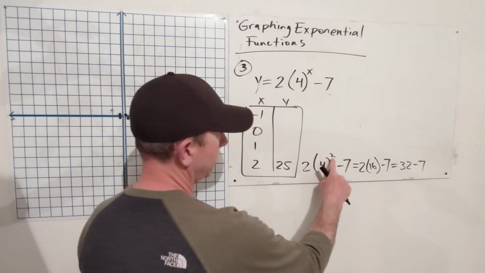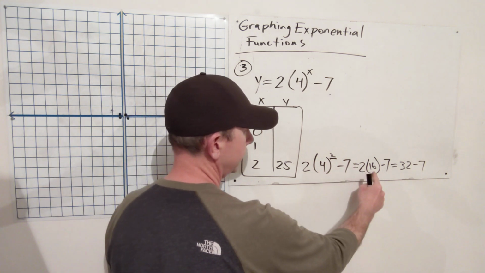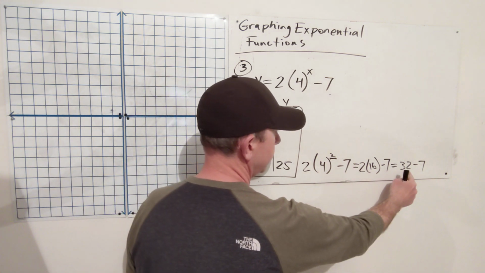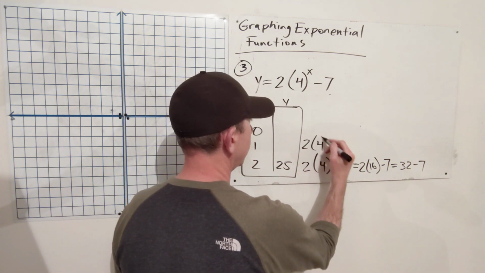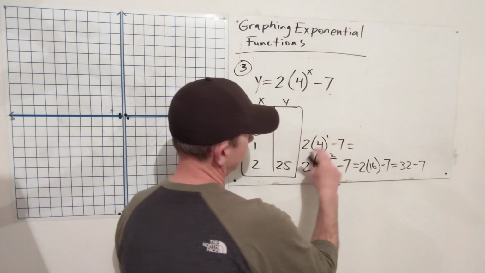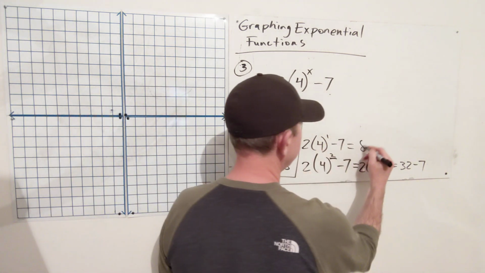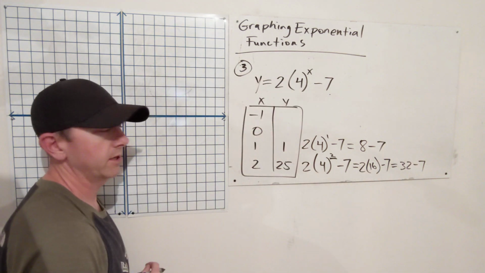So I took the 2, that's why it is right here. Okay, 4 squared is 16. 2 times the 16 is how I got 32, and 32 minus 7 is where that comes from. So now we go 2 times 4 to the 1st power minus 7. Well, that's a little bit easier. 4 to the 1st power is just 4, times 2 is 8. 8 minus 7 is 1. So quite a big jump there.